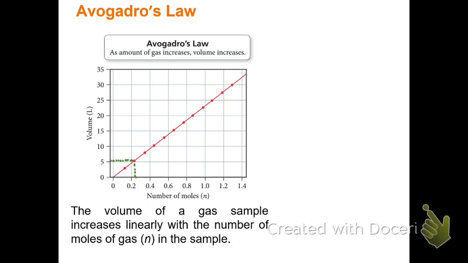So you would expect the volume, let's say you increase the number of moles by 2, you're doubling it from 0.25 to 0.5, or something like that, then you would expect the volume to double as well. Okay, from 5 liters to 10 liters. So the volume of a gas sample increases linearly with the number of moles in the sample.